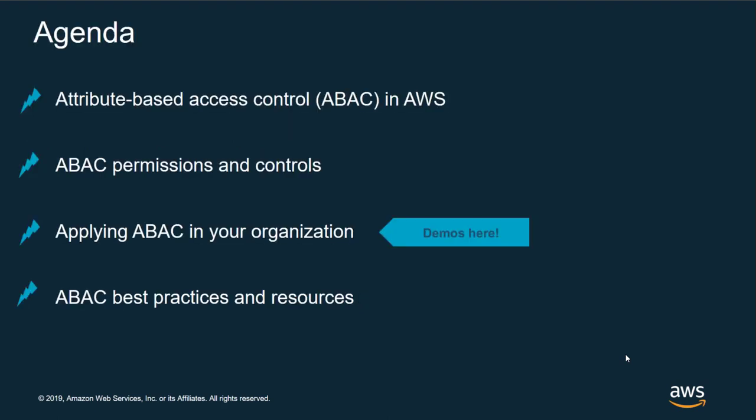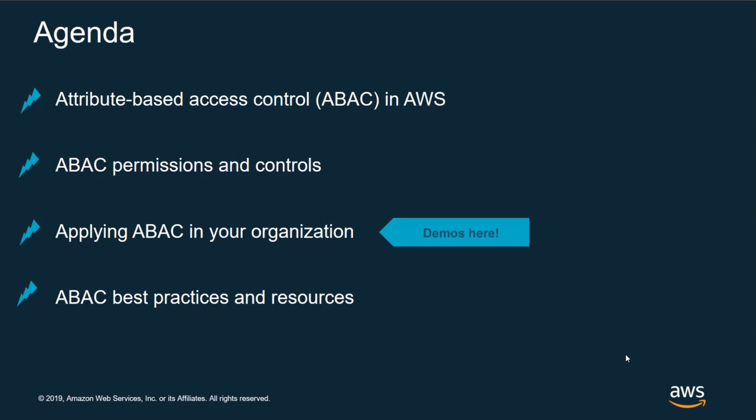All right, then. In this session, first I will talk about what attributes mean in AWS and what ABAC really means and what the ABAC model does in your environment. Next, I will talk about how you specify or author ABAC permissions and then what controls are available today for creating fine-grained ABAC permissions in your environment.